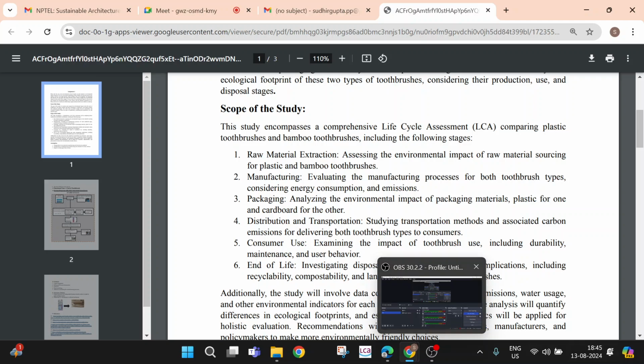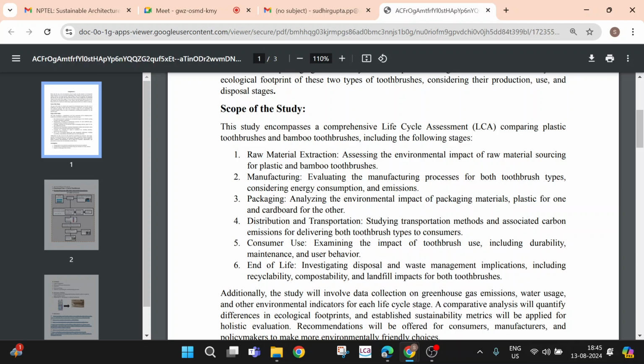So why are we doing this? What is the scope of this study? You will find that this is a comprehensive life cycle assessment of the plastic toothbrush and the bamboo toothbrush, as we are calling them. These are the scope of the study. Raw material extraction is there. What are the intermediate steps in the making, or in the life cycle analysis, of the toothbrush?